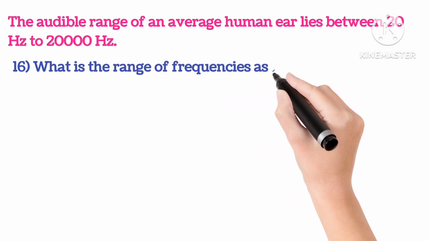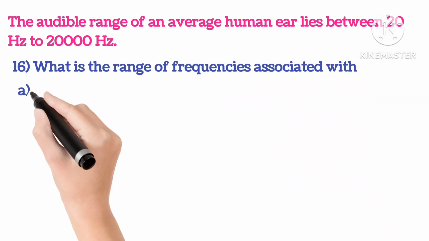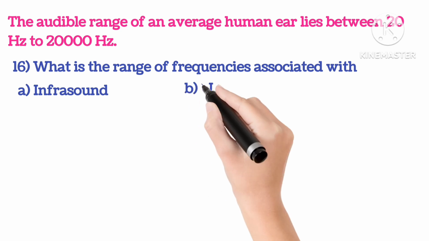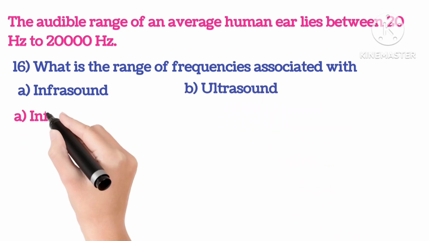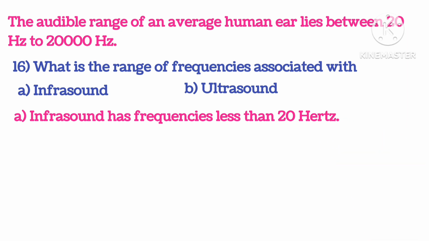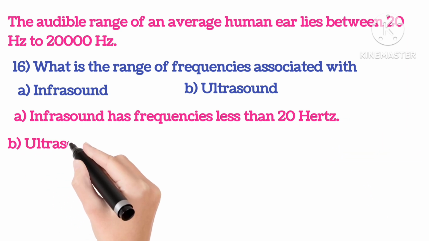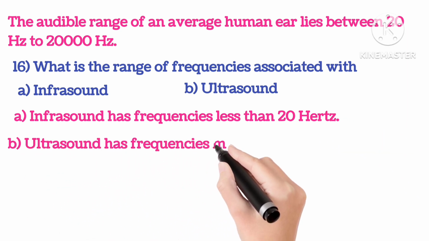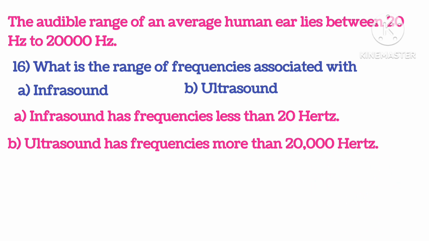16th, what is the range of frequencies associated with A. Infrasound, B. Ultrasound? A. Infrasound has frequencies less than 20 Hz and ultrasound has frequencies more than 20,000 Hz.